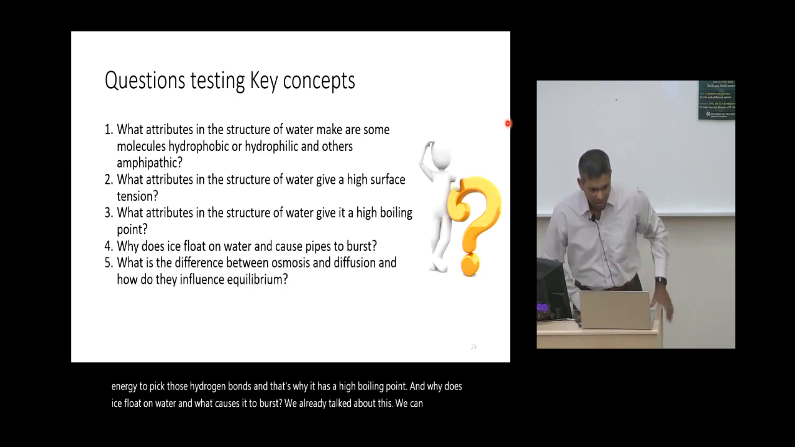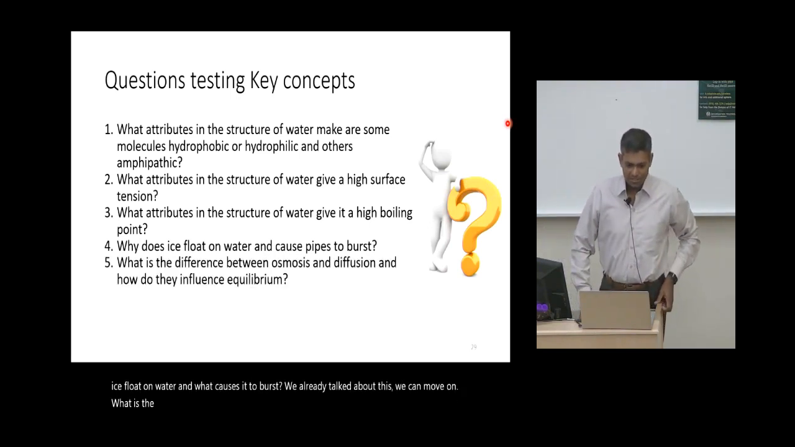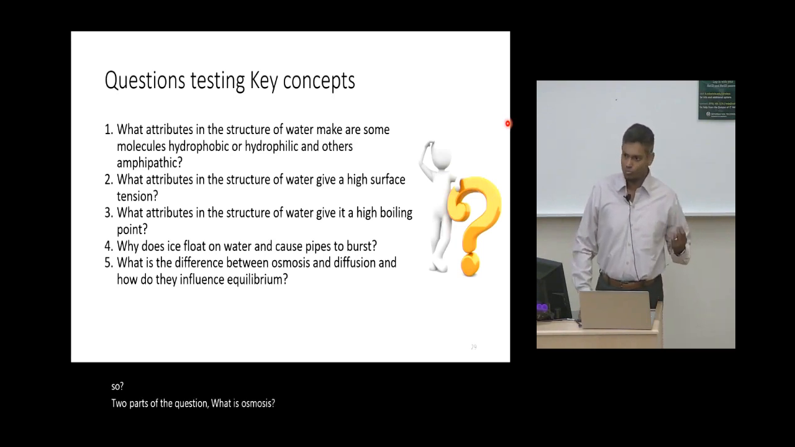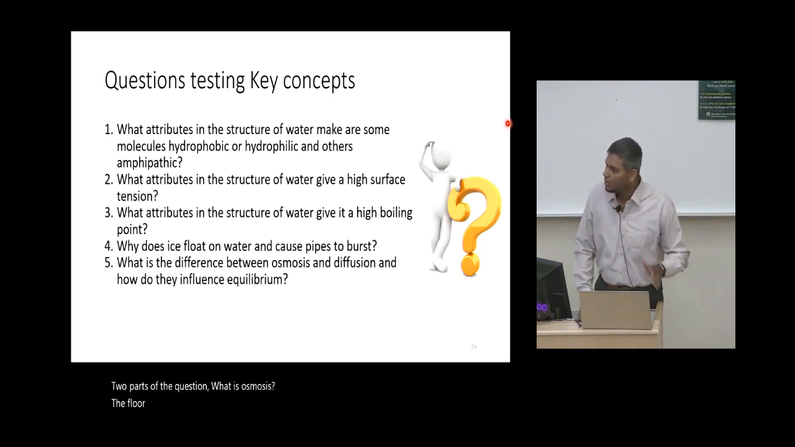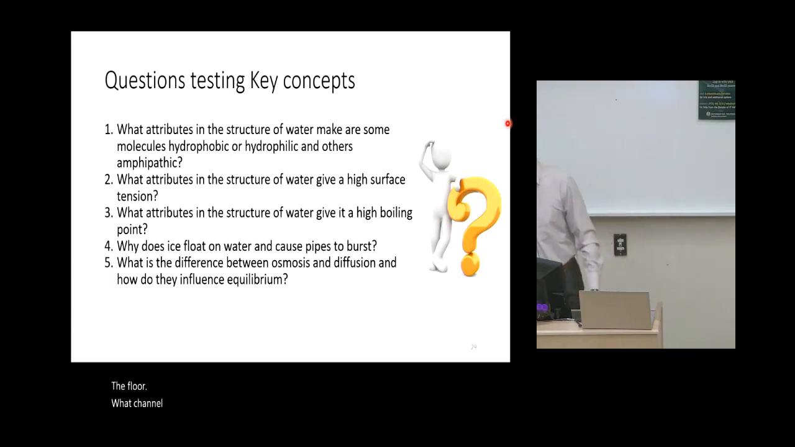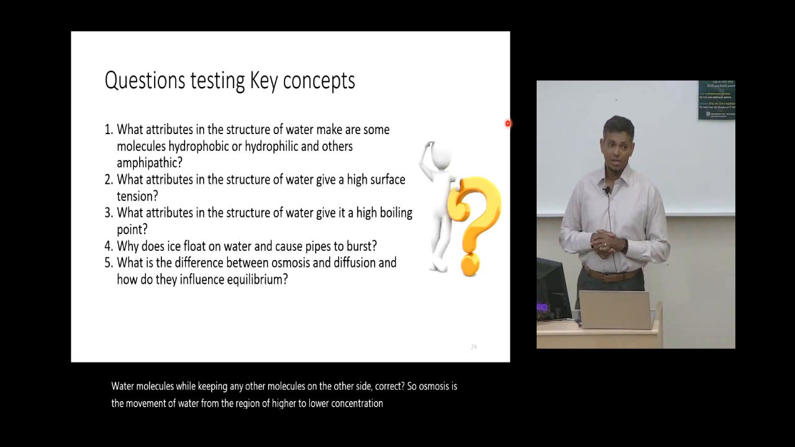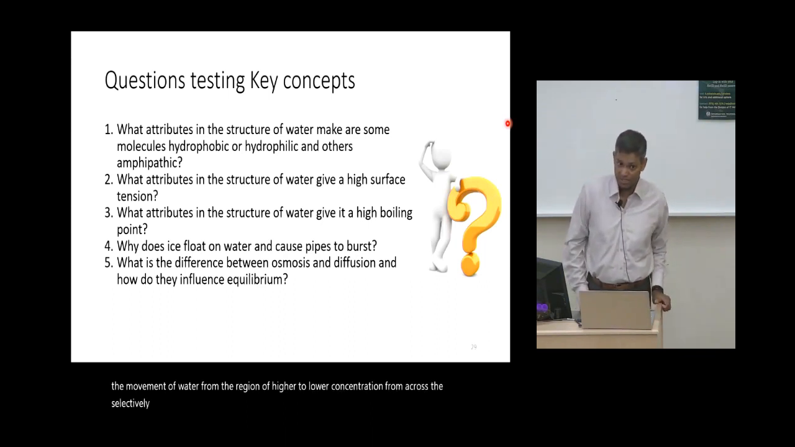We can move on. What is the difference between osmosis and diffusion, and how do they influence equilibrium? So, two parts to the question. What is osmosis? The flow of water through a channel that's only permeable to water. It's the flow of water through a channel that only allows water molecules to flow through while keeping any other molecules on the other side. Correct. So osmosis is the movement of water from the region of higher to a lower concentration across a selectively permeable membrane.